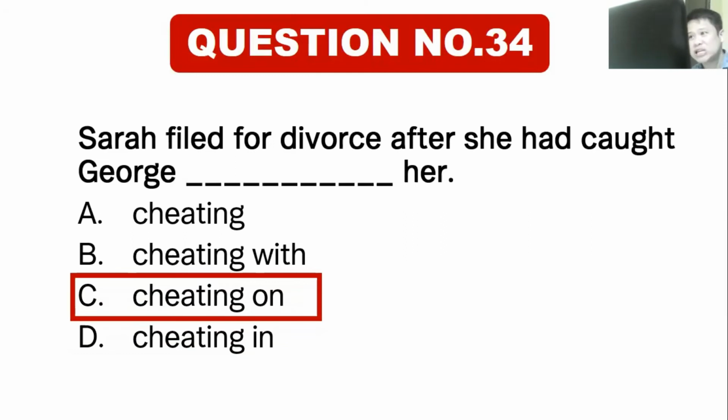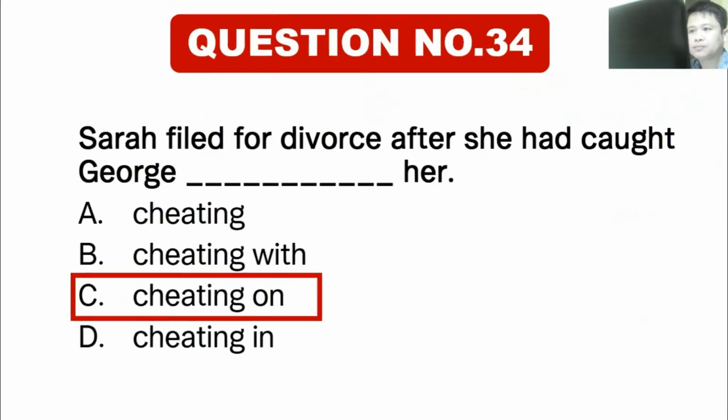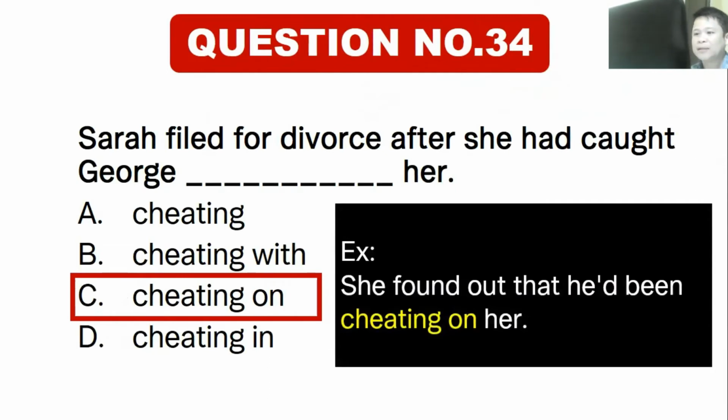The phrasal verb is cheat on, to cheat on. Sarah filed for divorce after she had caught George cheating on her. If you cheat on your husband, wife, or usual sexual partner, you secretly have a sexual relationship with someone else. Not just cheat, but cheat on. Example, she found out that he had been cheating on her. To cheat on.